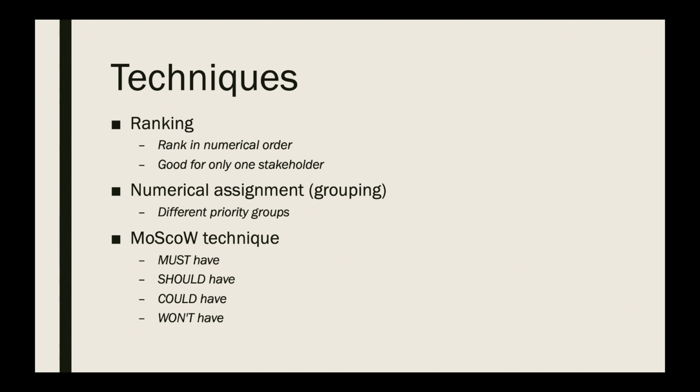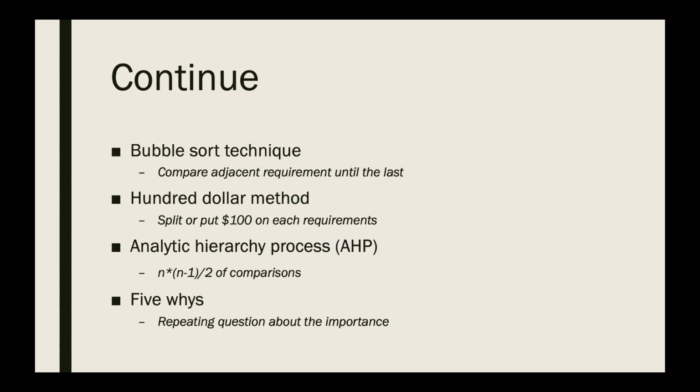The next technique is called the MoSCoW technique. It's very similar to numerical assignment, but in a text format. It uses four priority groups, such as must have, should have, could have, and won't have, to identify the importance of requirements in each group. This method could be used for requirements that contain strict standards and rules. And the next technique is called the bubble sort technique.